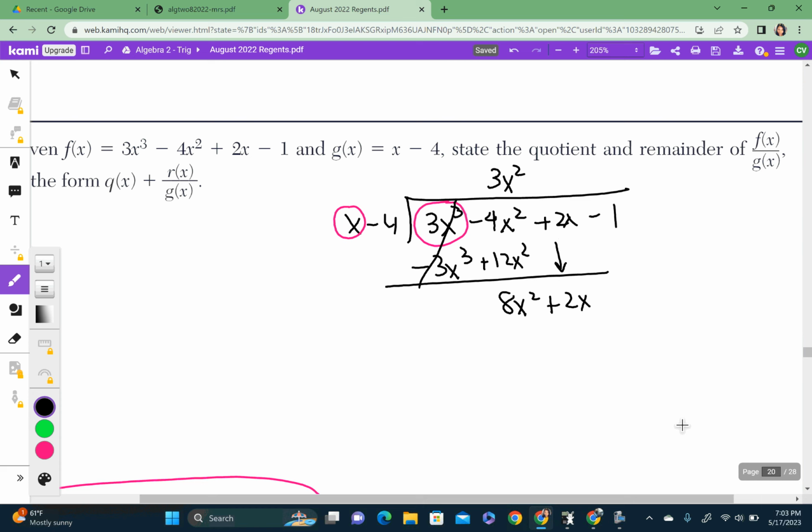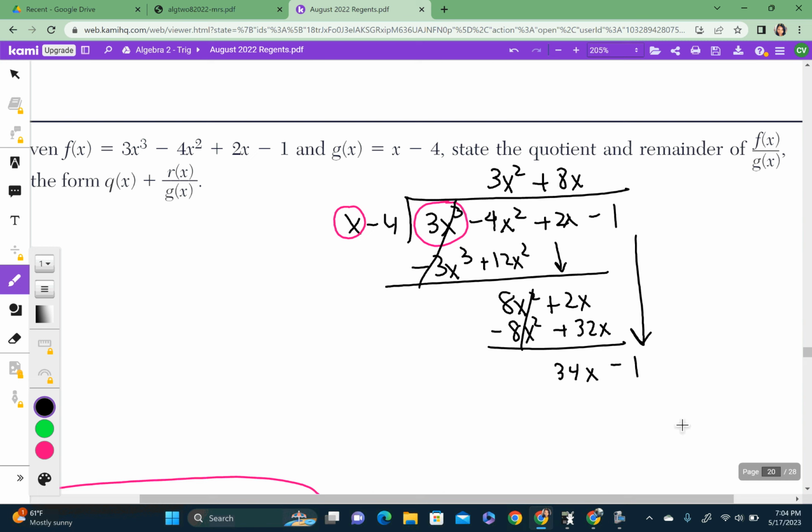So we're going to bring down this plus 2x. And we do the same thing again, right? X goes into 8x squared how many times? 8x. 8x times x is 8x squared. Switch the sign. 8x times negative 4 is negative 32x. Switch the sign. So this cancels out, and we're left with 34x.